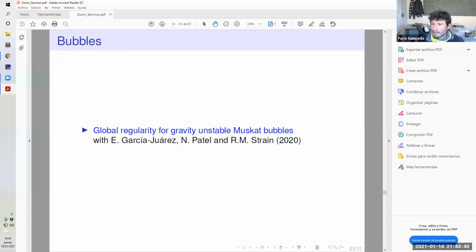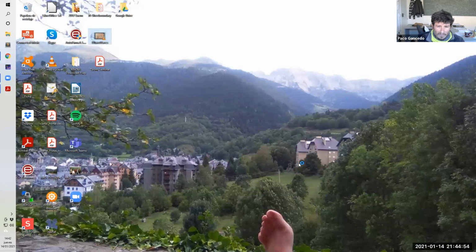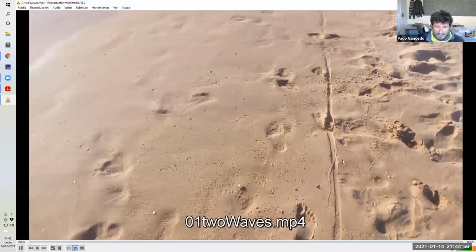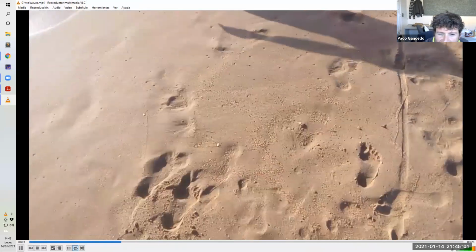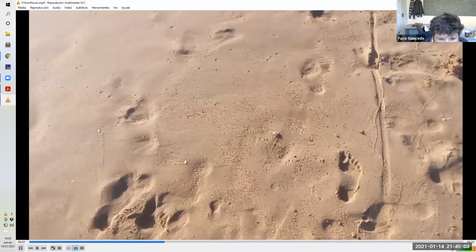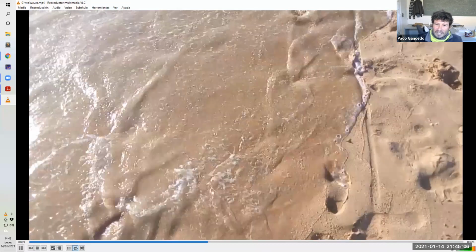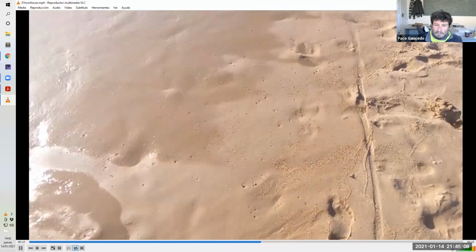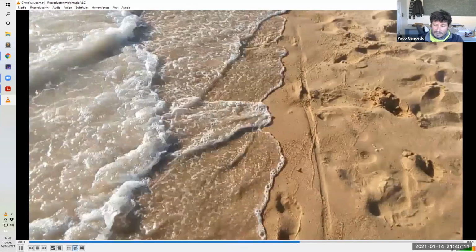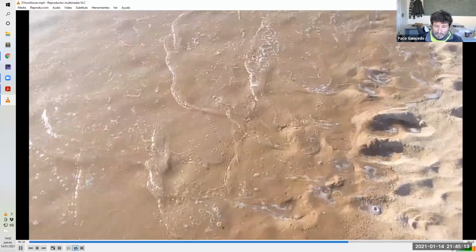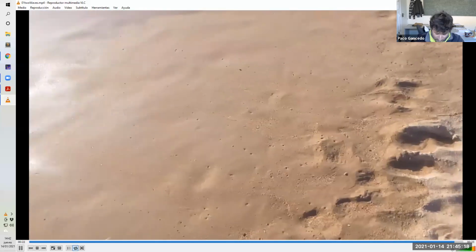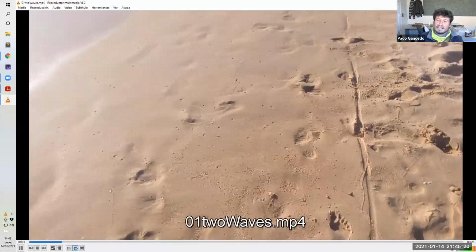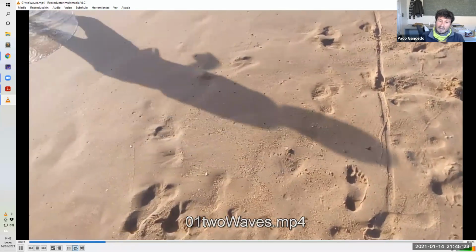a video to see a very interesting phenomenon about bubbles in Muscat. This is a beach, of course, and you see water coming. When water comes strongly with a strong wave, it filters inside the sand. I would like to understand, but I don't understand how mathematically an air bubble is created.